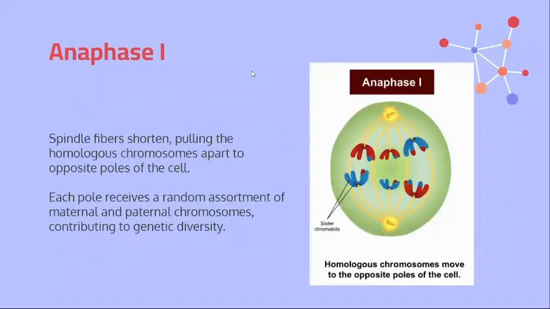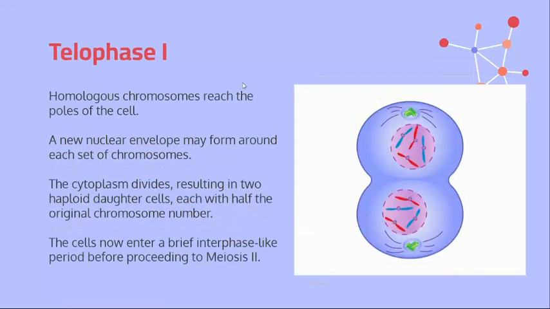Now, telophase. See here? Look, telophase, new cells are formed. So homologous chromosomes reach the complete pole opposite of the cell. The new nuclear envelope will form around the set of chromosomes, and the cytoplasm will divide. You had a lot of cytoplasm here. Now they fill in only these two. They will result in 2 haploid daughter cells, each with half of the original chromosome number.